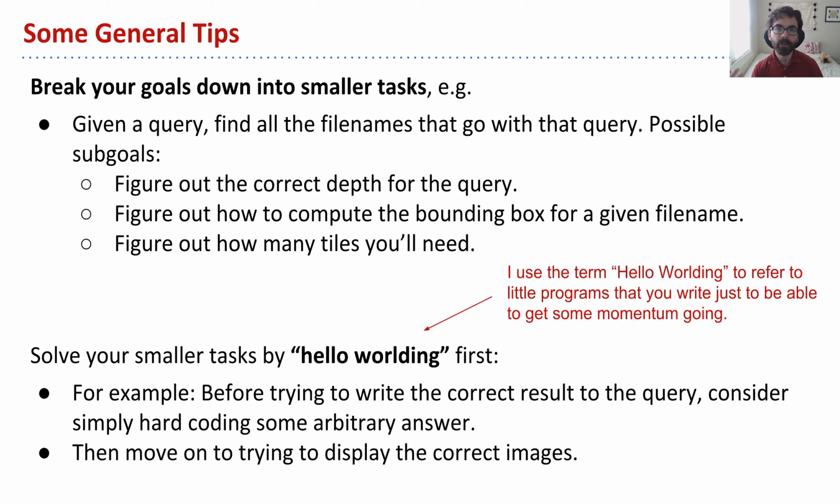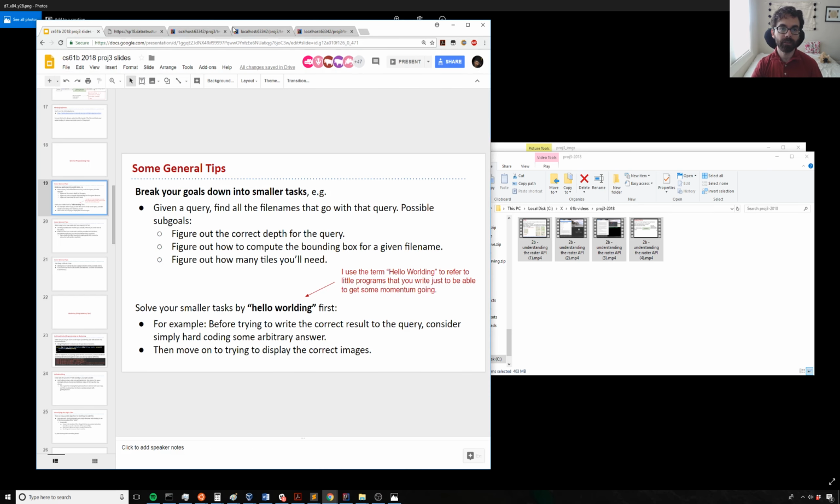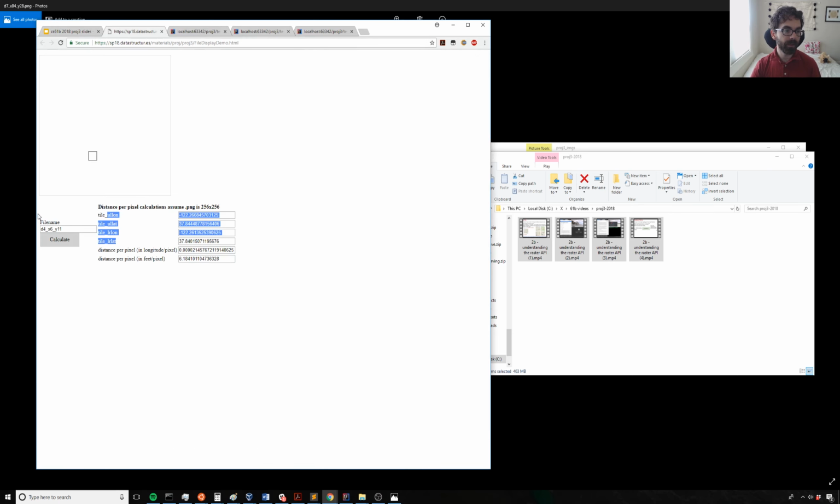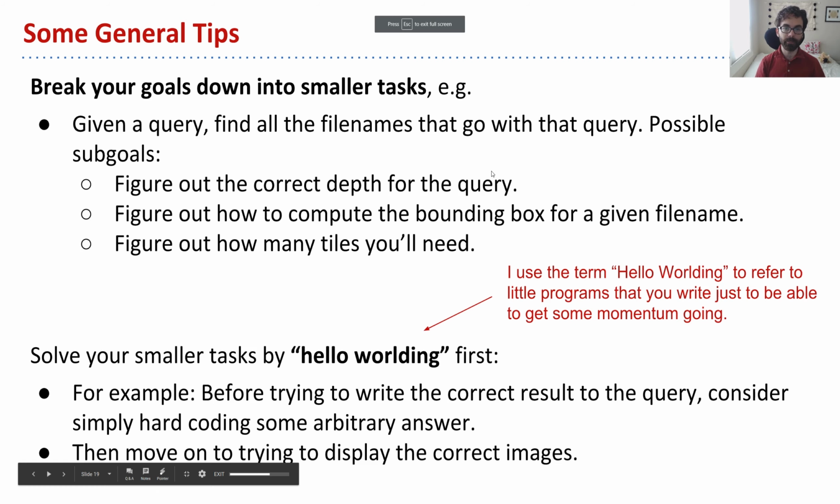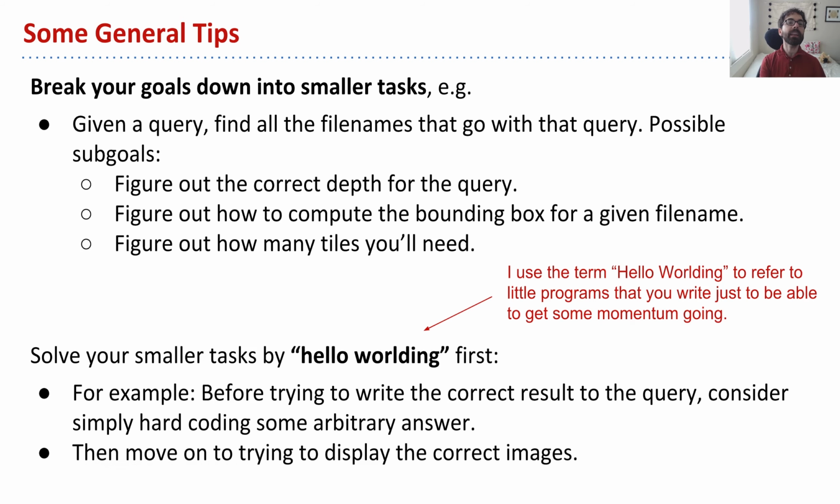But there's other sub-goals you might try and come up with, like, given a particular file name, what is the bounding box? That is, if I have a file name like d4xxy11, what are the upper left and bottom right coordinates of that box that bounds that image going to be? Now, in File Display Demo, you can actually play around with it, and you can gain a deep understanding of it and then write code that does it.